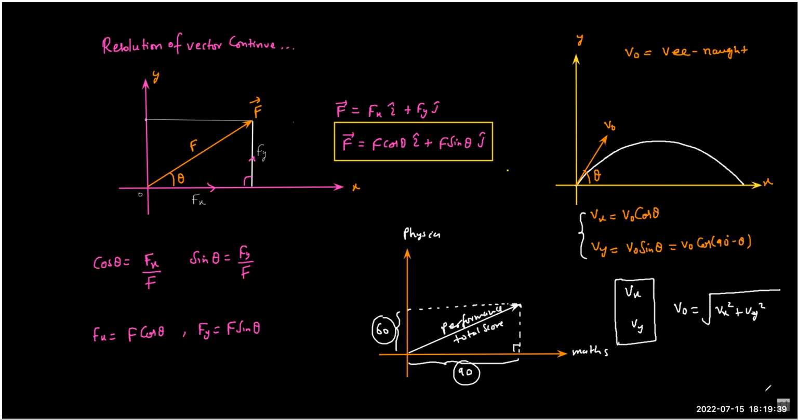There are 3 ways in which it can be done, and so in total 6 ways, but we'll always go for the method which is the most convenient to us. So I will rewrite the equation which is known to us: V naught cos theta was Vx, and Vy is V naught sin theta. I'm trying to get back my theta. What can I do? I will divide the 2 by 1.